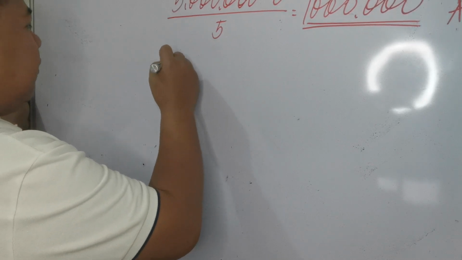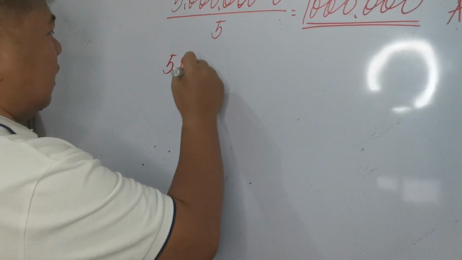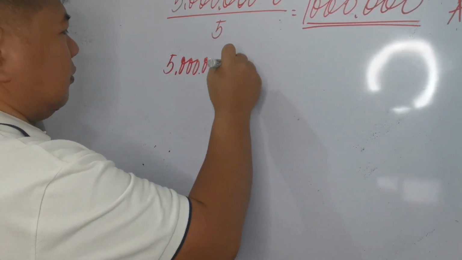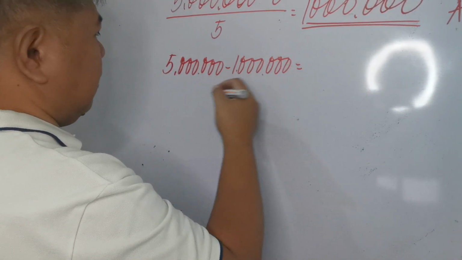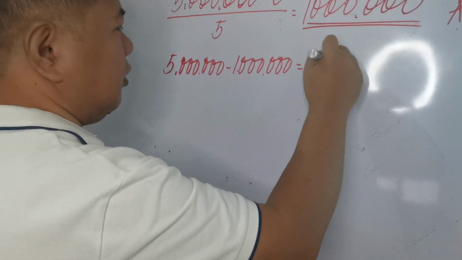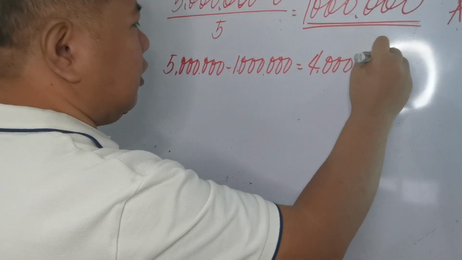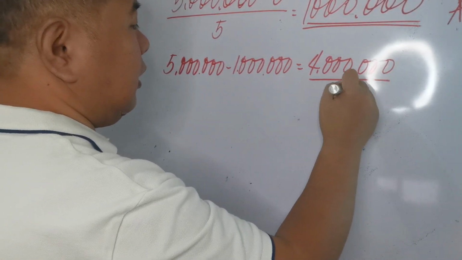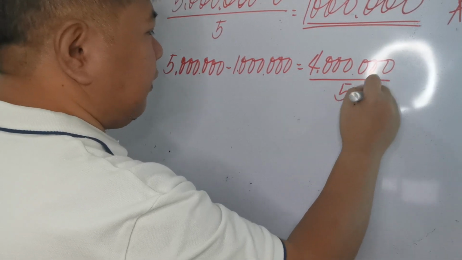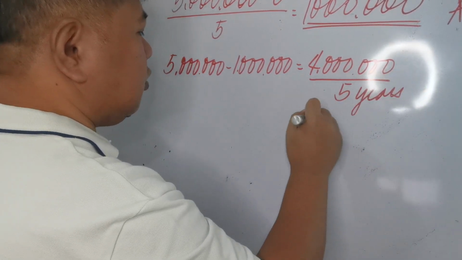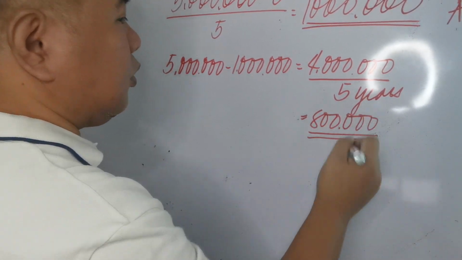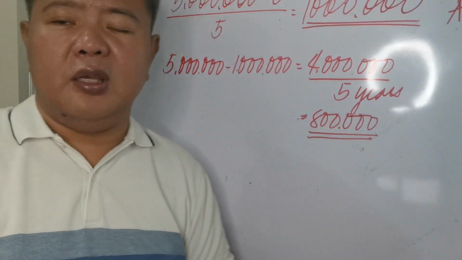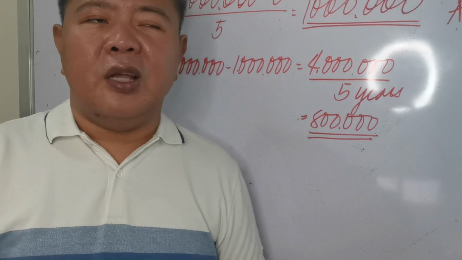That will be 5 million, the cost, less the 1 million depreciation. So therefore, the remaining depreciable cost is 4 million pesos. So 4 million divided by the remaining life of 5 years. So this will become 800,000 pesos. So this is now the depreciation for 2020. Okay? Hope you get that.